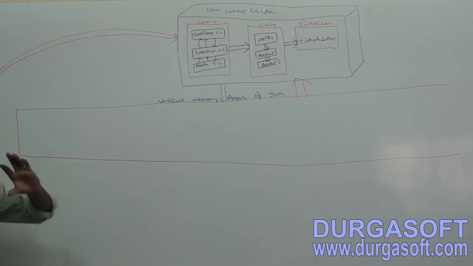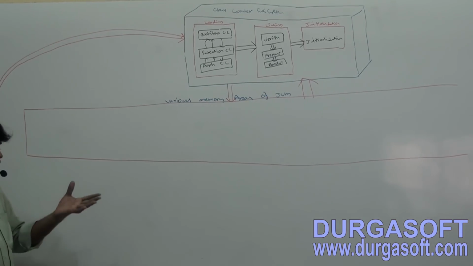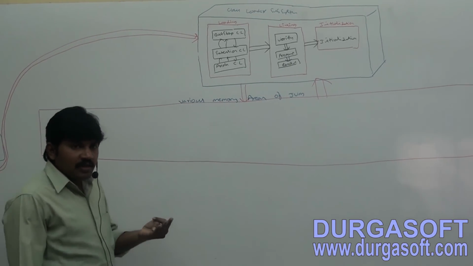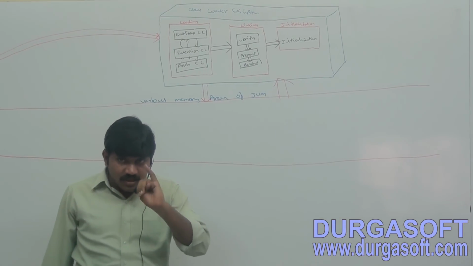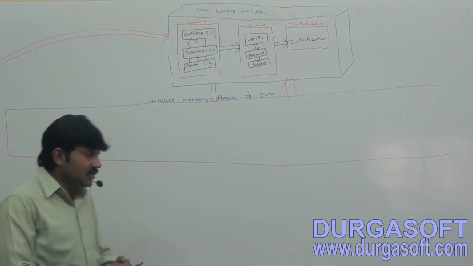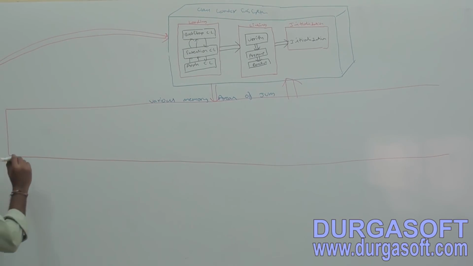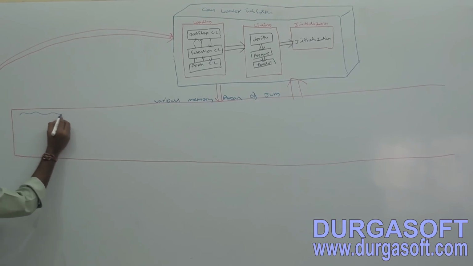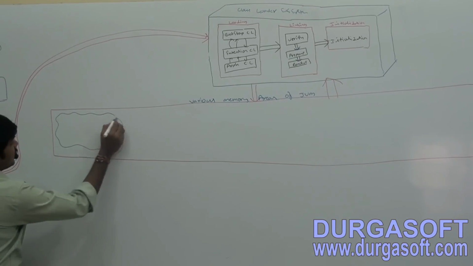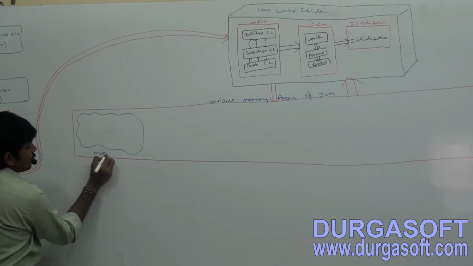Can you spell out the five? What is the first one? Method area, heap area, stack area, PC registers. The last one is native method stacks. Now observe, sir, the first part I am talking about. This is the method area.